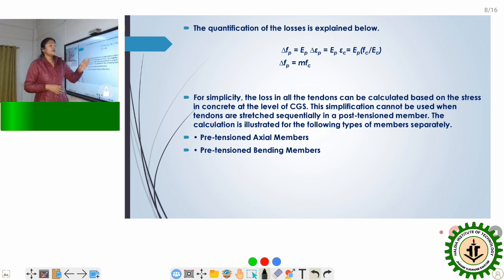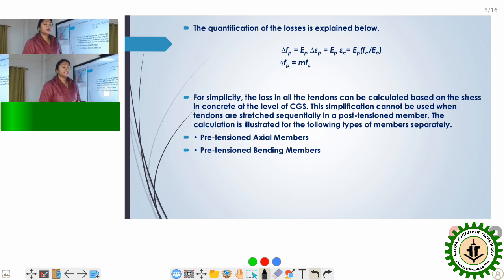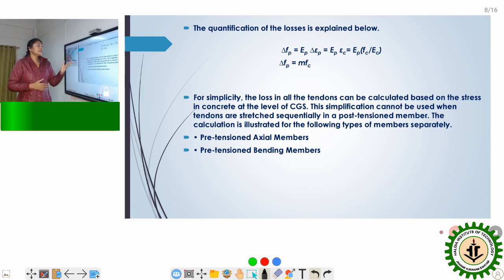Now what we have understood is that however the change in strain happened in the pre-stressing steel, that much amount of change in strain happened in the surrounding concrete. So we can see delta εp is equal to εc. So εc we know is equal to Fc by Ec, that is, stress in concrete divided by its modulus of elasticity. So from there we can say that Ep by Ec is the modular ratio m. So we get the value delta Fp is equal to m into Fc.